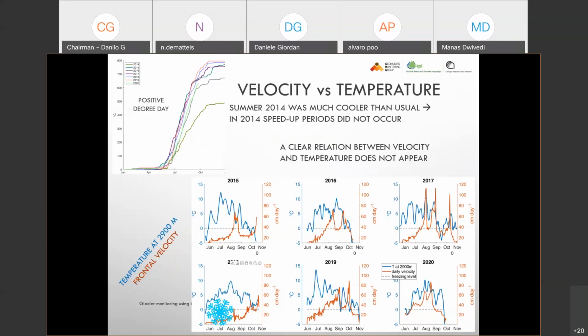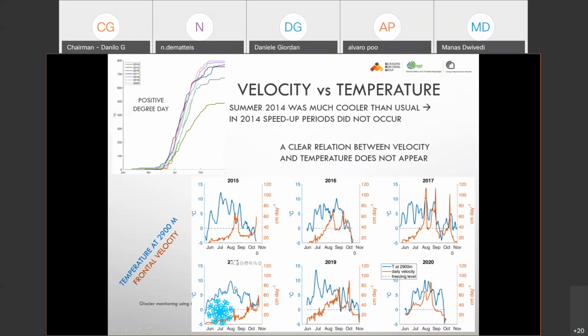But if we observe the series of temperature and velocity in the subsequent years, we cannot notice a clear relationship between these two variables, because often they appear in counterphase. In 2017, there seems to be some correspondence, but it is not a general rule.